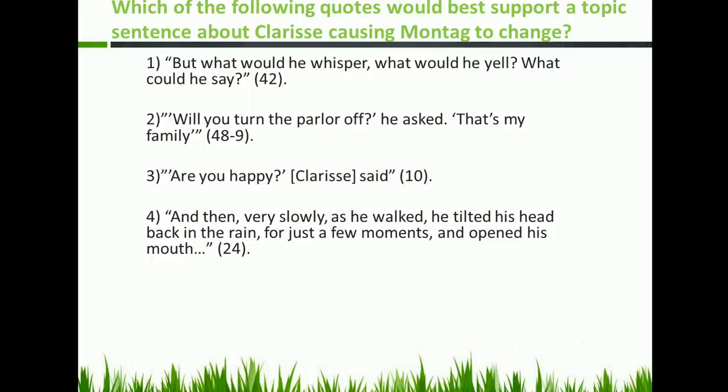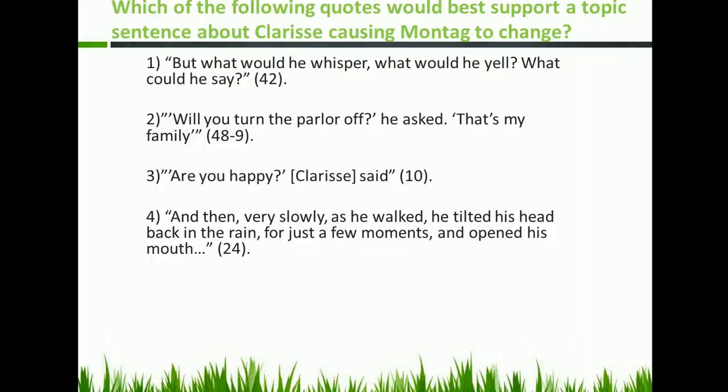Number 1, but what would he whisper? What would he yell? What could he say? Number 2, will you turn the parlor off, he asked. That's my family. Number 3, are you happy? Clarice said. And number 4, and then very slowly as he walked, he tilted his head back in the rain for just a few moments and opened his mouth.